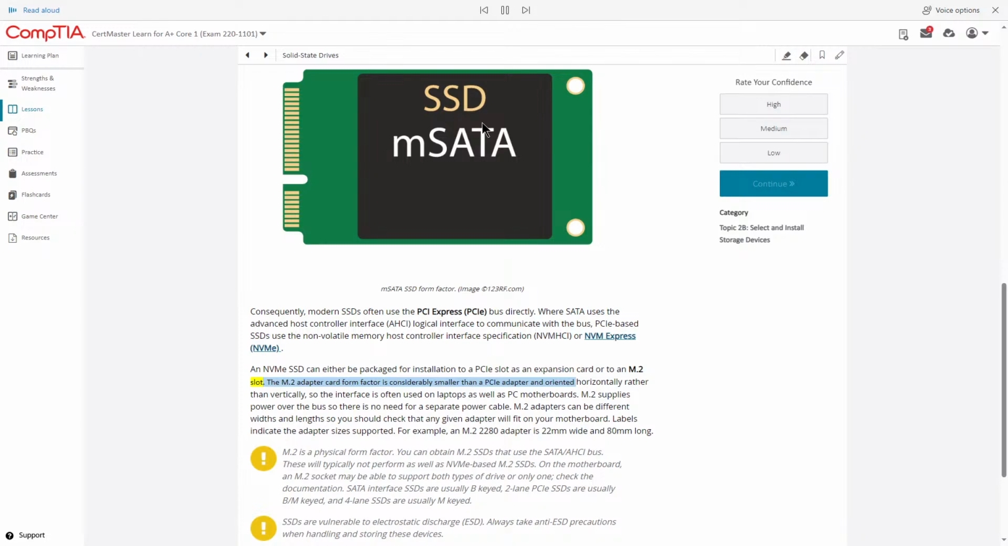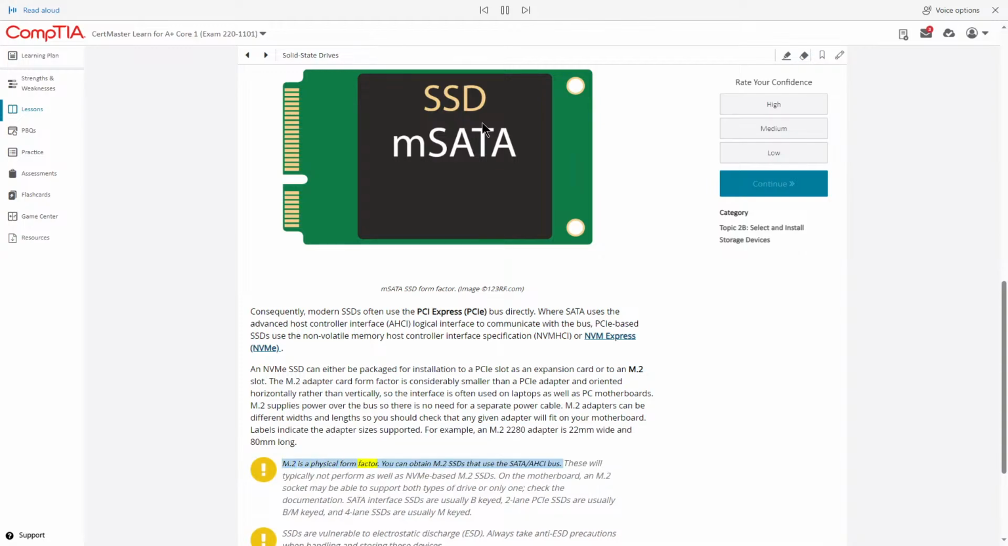M.2 slot. The M.2 adapter card form factor is considerably smaller than a PCIe adapter and oriented horizontally rather than vertically, so the interface is often used on laptops as well as PC motherboards. M.2 supplies power over the bus, so there is no need for a separate power cable. M.2 adapters can be different widths and lengths, so you should check that any given adapter will fit on your motherboard. Labels indicate the adapter sizes supported. For example, an M.2 2280 adapter is 22 mm wide and 80 mm long.